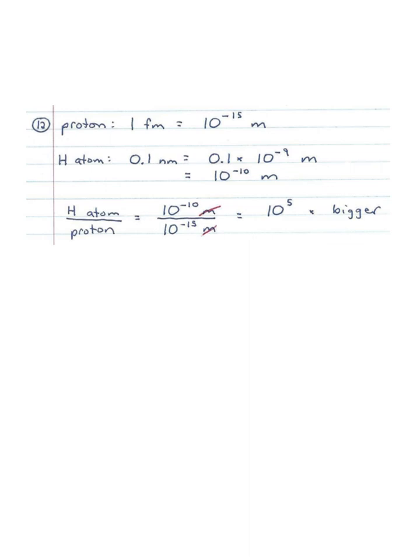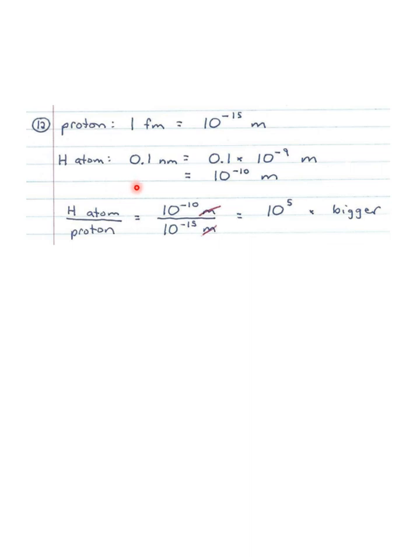Number 12 says the diameter of a hydrogen atom is about 0.1 nanometers, and the diameter of a proton is about 1 femtometer. How many times bigger than a proton is a hydrogen atom? I have the given information here. A proton is 1 femtometer, which is 10 to the negative 15 meters. Hydrogen atom is 0.1 nanometers.